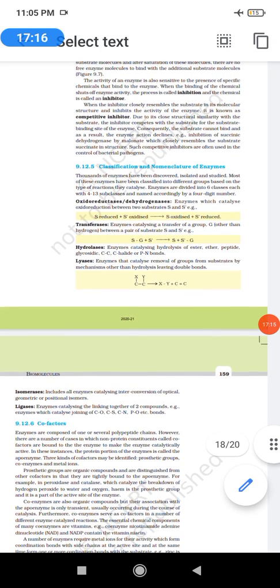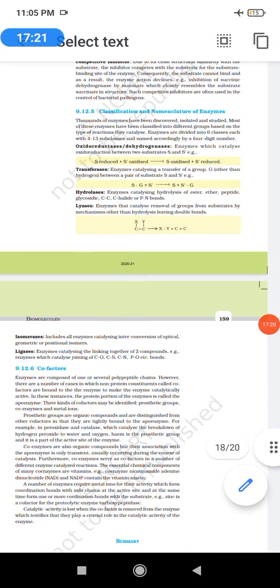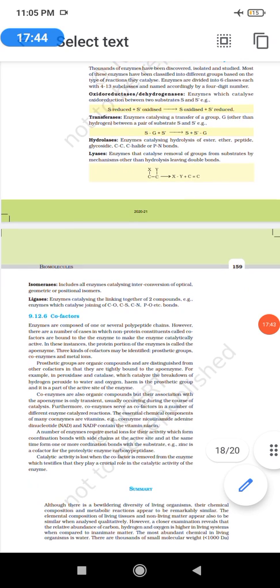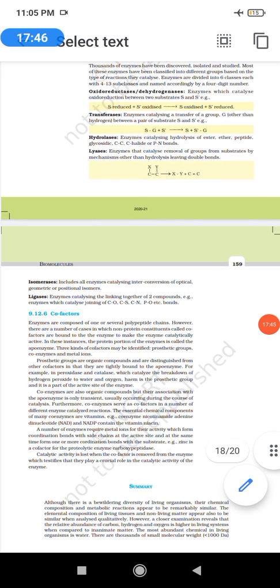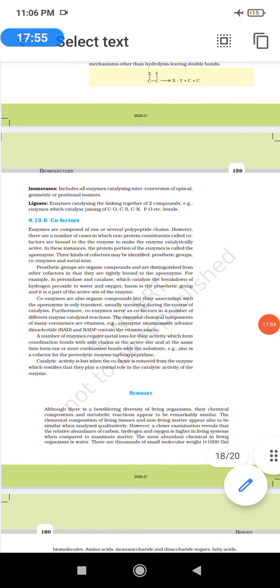Fine. So there are various classifications of enzymes like oxidoreductases, transferases, hydrolases, lyases, isomerases, and ligases. They have their own functions. Oxidoreductases help in oxidation and reduction. Transferases transfer the substrates. Hydrolases are for hydrolysis of esters, ethers, and all those. Lyases are for removal of a group. Isomerases are for interconversion between isomers. Ligases are basically for linking together compounds.